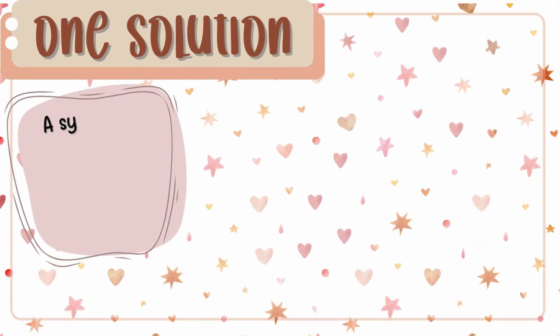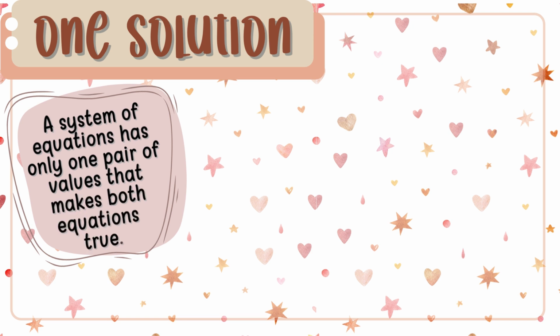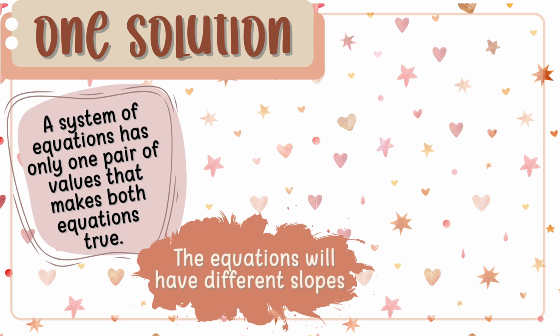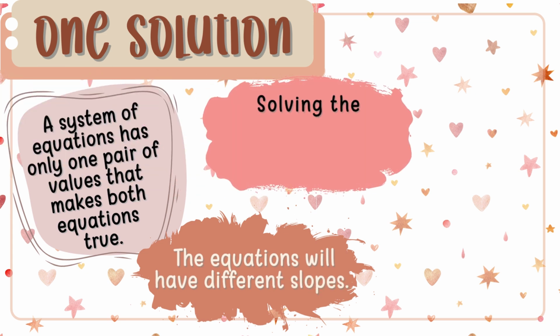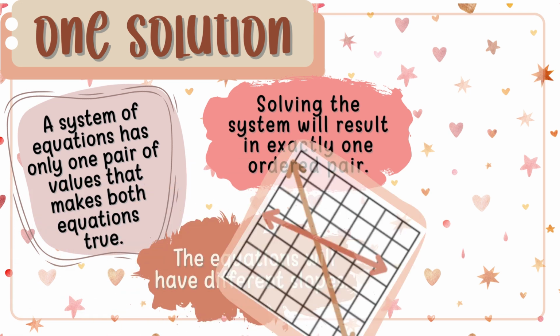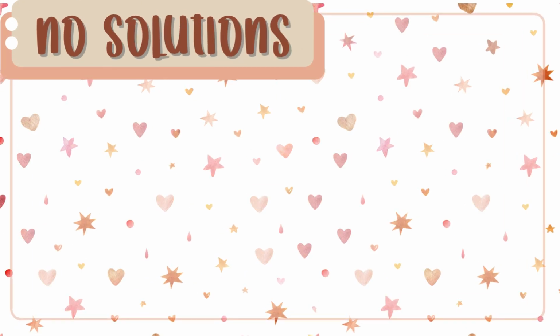If a system has one solution, this means that a system of equations has only one pair of values that makes both equations true. The equations in the system will have different slopes, and solving the system will result in exactly one ordered pair. The graph of the system will look like two lines that intersect at one point that represents the solution.